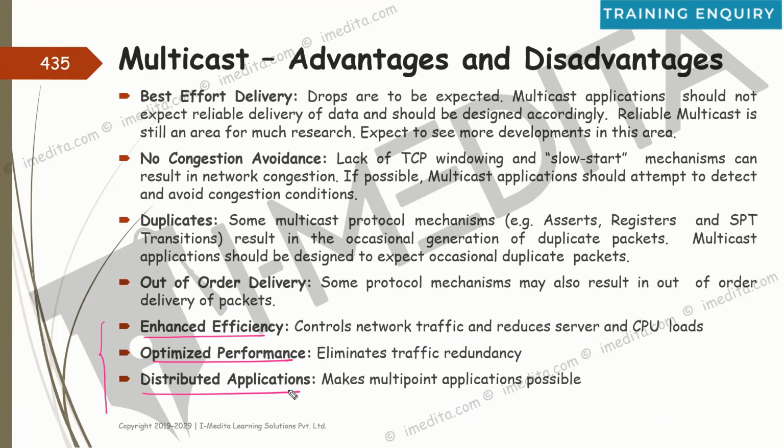However, there are certain disadvantages as well. For example, multicast is a best effort service. That means there is no TCP. The UDP used in multicast is pure IP or MAC, so there's no TCP involved, nothing like that. So multicast is a best effort service. That means the packet might get dropped during transit. So it becomes the responsibility of the multicast application to deliver the data from one point to another point accordingly. There is no such thing as reliable multicast.